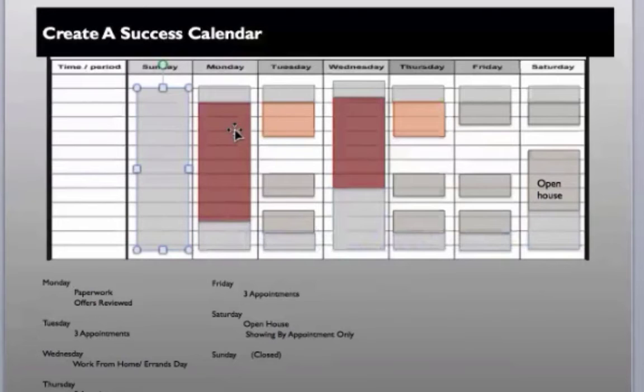So a very clear calendar: in the office to do paperwork, in the office to work, lead generation, and then they have pre-slotted appointment times and times for open houses on the weekend. Very effective calendar, right? So one of your exercises this week will be to really focus on a calendar that you can follow continuously each week.